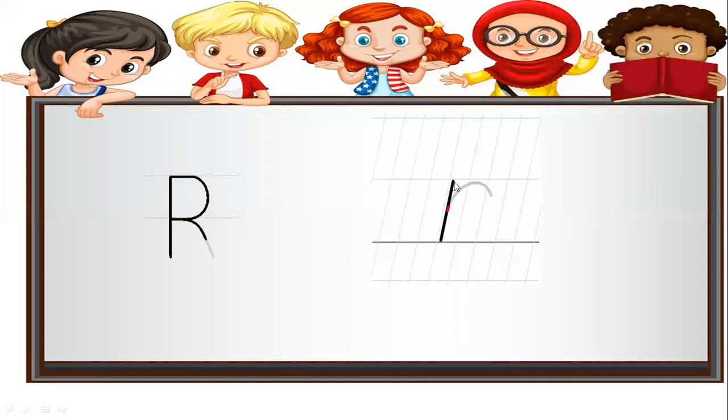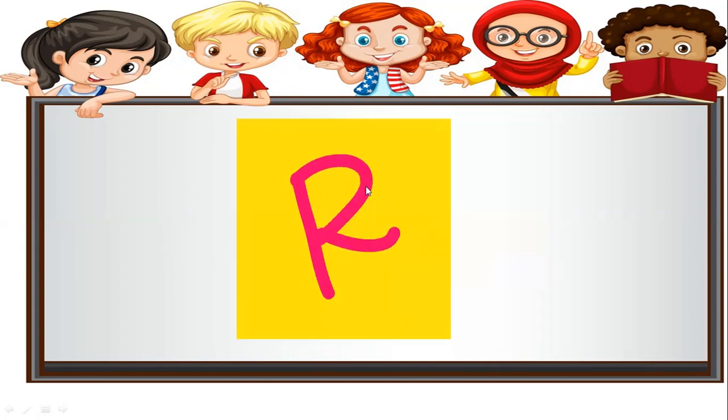For a small r, draw a small standing line from the middle to the bottom, and then from the middle of the standing line, draw a small curve touching the middle line. Look here, it's just like this. This is a capital R and this one is a small r. Now this is your letter R. I'm pausing the screen, watch it carefully and recognize it.